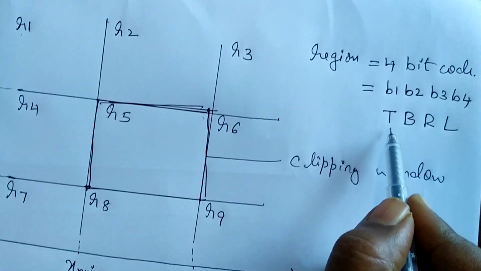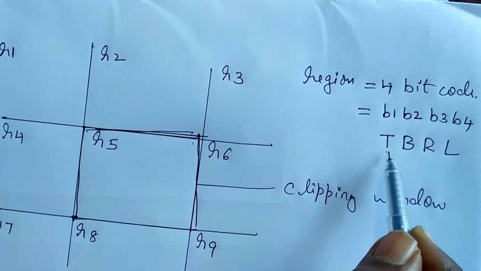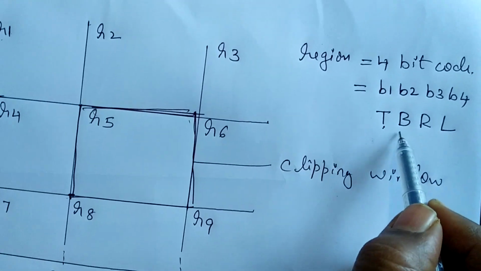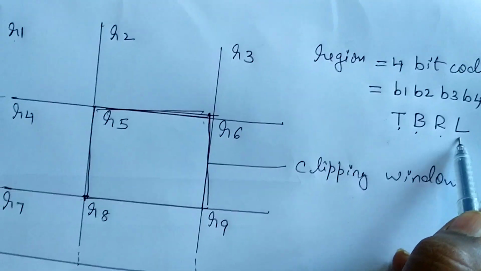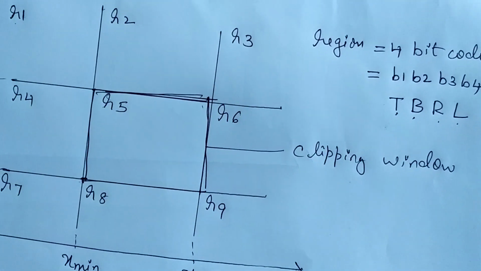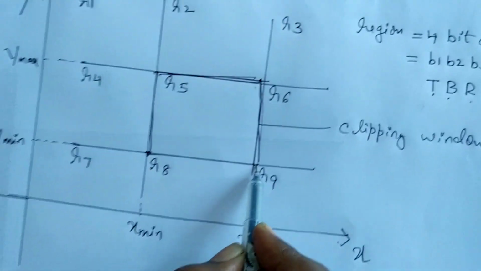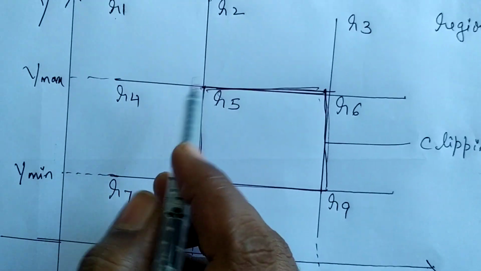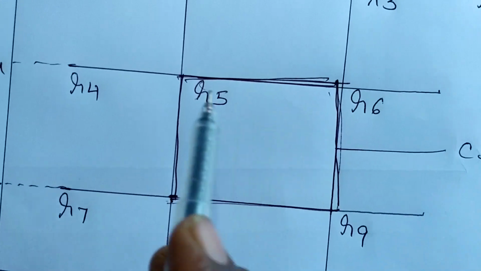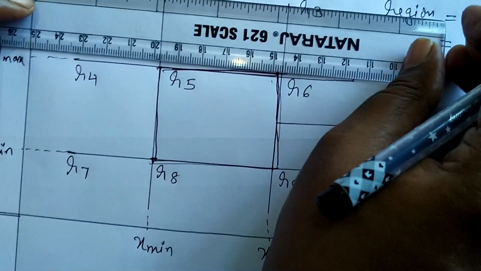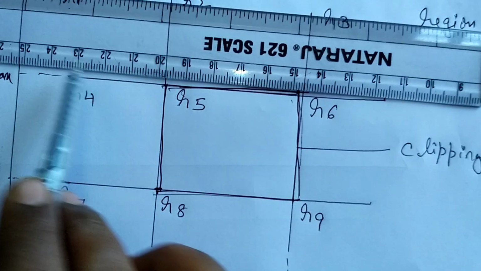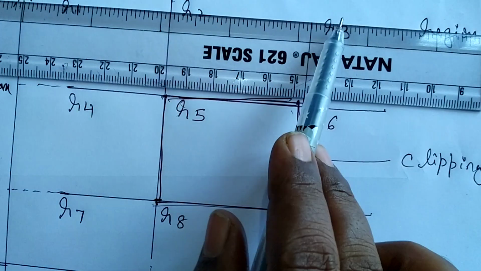First we'll discuss which portion of the XY plane is called top, bottom, right and left. I will explain along with this example. See, this is our clipping window, right? So the portion above the clipping window, what is this called? This is called the top of the clipping window.